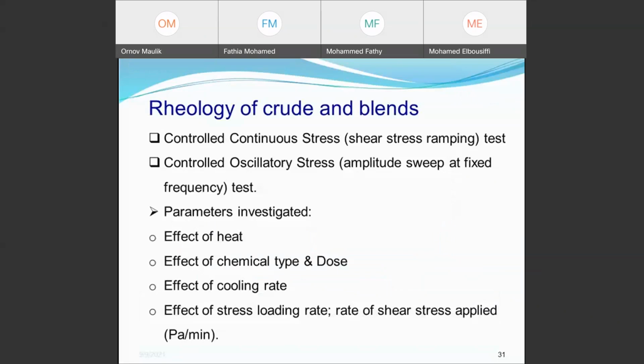For rheology of crude and blends, we used two techniques: controlled continuous stress, which is a shear stress ramp test, and controlled oscillatory stress amplitude sweep at fixed frequency test. The parameters we investigate are the effect of heat, the effect of chemical type and dose, the effect of cooling rate, and lastly the effect of stress loading rate, the rate of shear stress applied, in Pascal per minute.